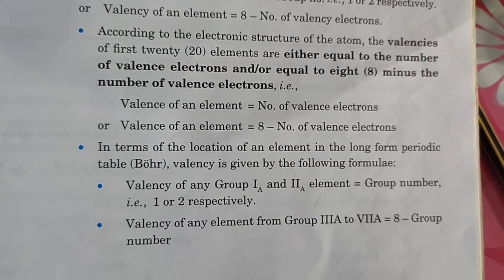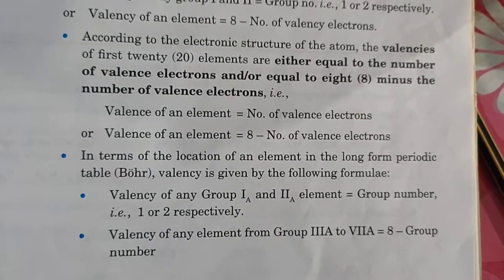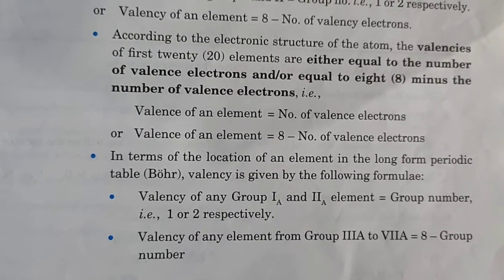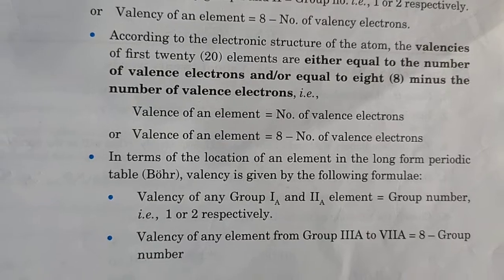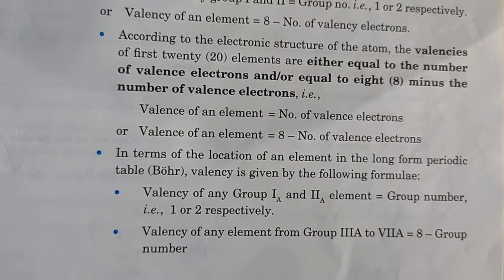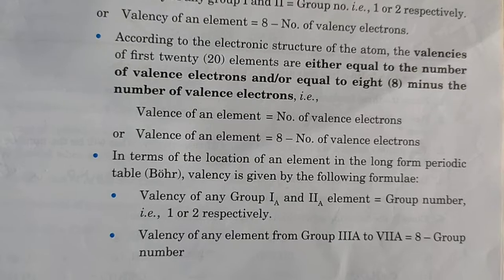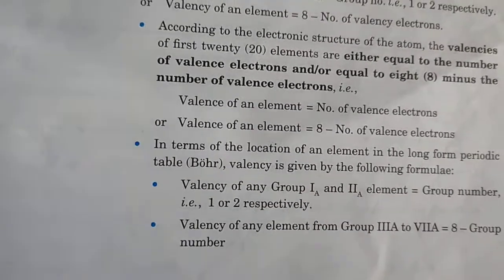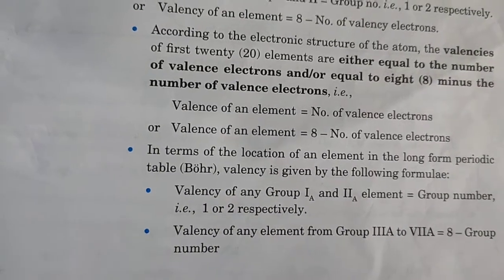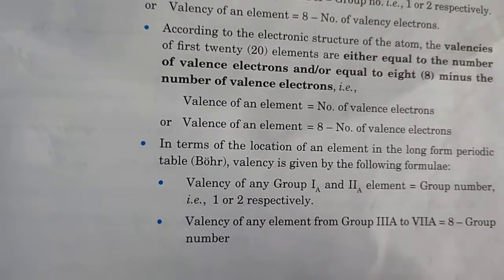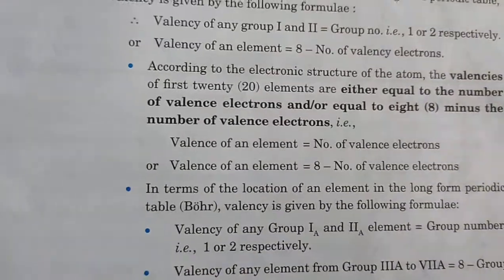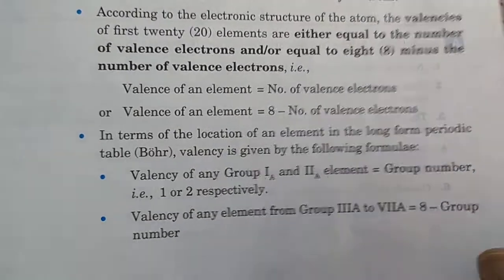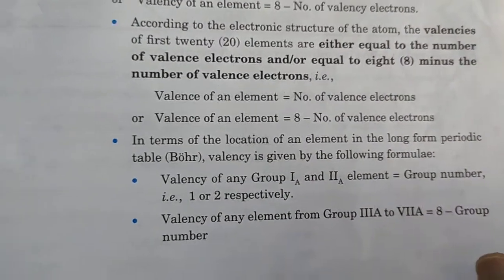Now, in terms of the location of an element in the long form periodic table, valency is given by the following rules. Group 1 and group 2 have valency 1 and 2 respectively. Lithium has valency 1, and beryllium belongs to group 2, that is why its valency is 2. Now the valency of any element from group 13 to 17 is equal to 8 minus the group number.